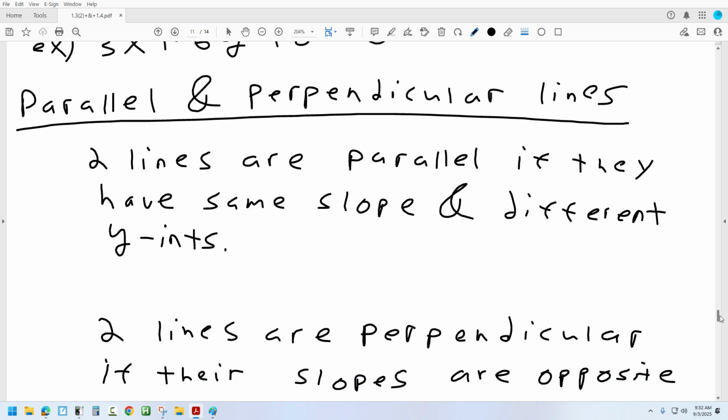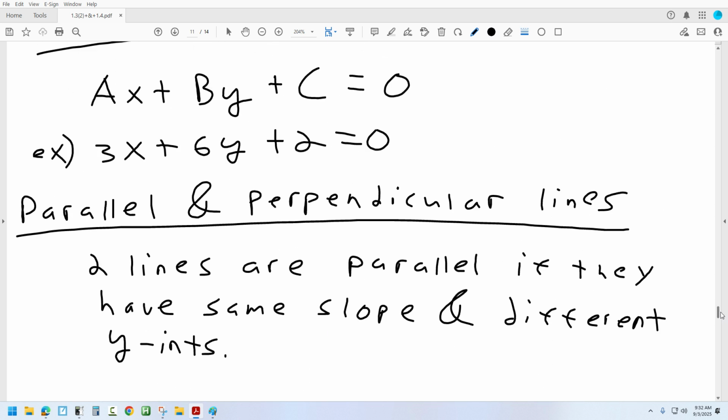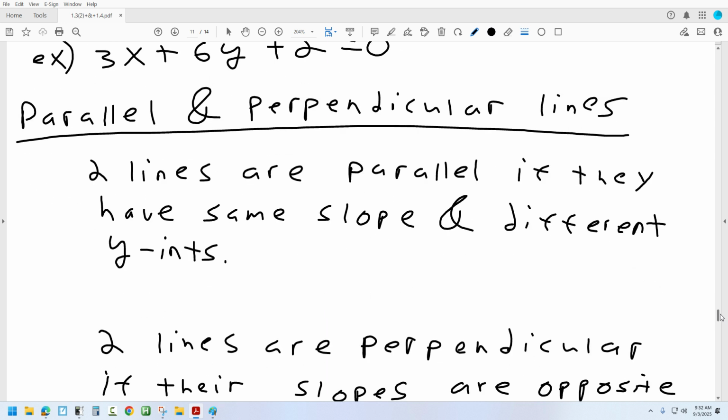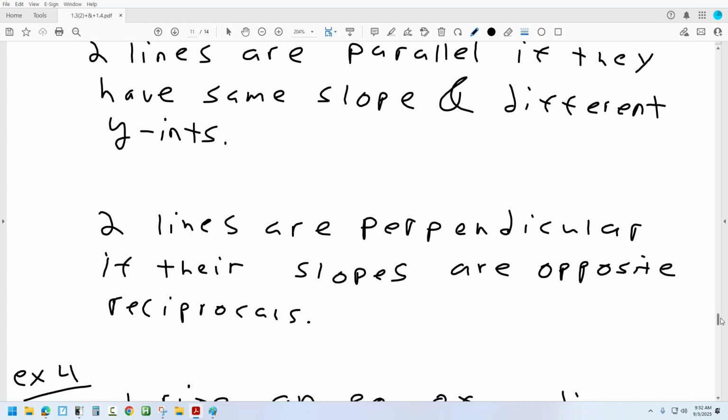How about perpendicular? Does anybody remember what the connection is between two lines that are perpendicular? Nick? They have opposite reciprocals. Opposite reciprocal slopes. Yep. So remember, opposite means positive, negative. Reciprocal means to flip it.